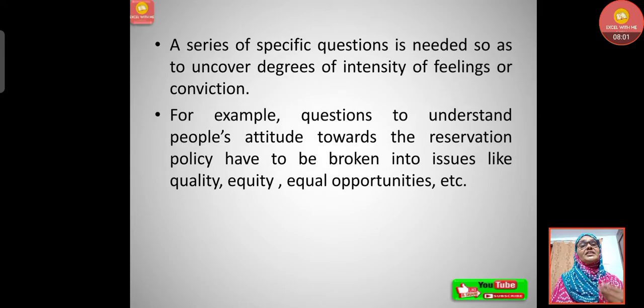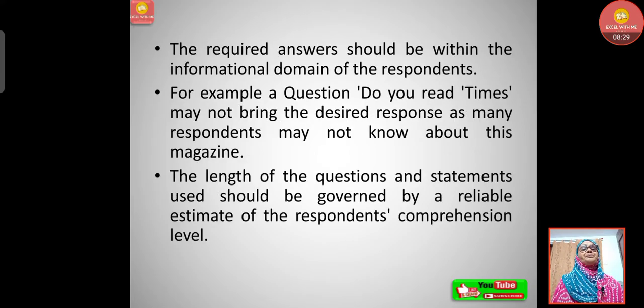A series of specific questions is needed so as to uncover degrees of intensity of feelings or conviction. So, if you want to take the responses thoroughly, a series of questions should be given. For example, questions to understand people's attitude towards the reservation policy have to be broken into issues like quality, equity, equal opportunities, etc. The required answers should be within the informational domain of the respondents.